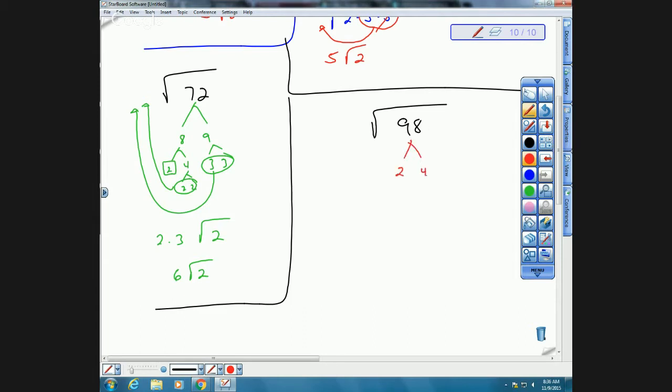So if I divide it by 2, I get 49. Well, then 49 is 7 and 7. So I have a pair of 7s that come out, and the 2 doesn't have any friends, stays in.